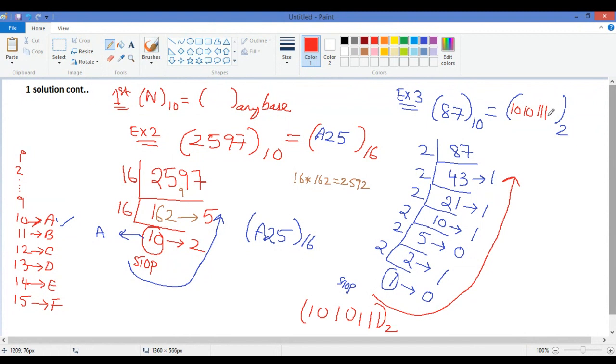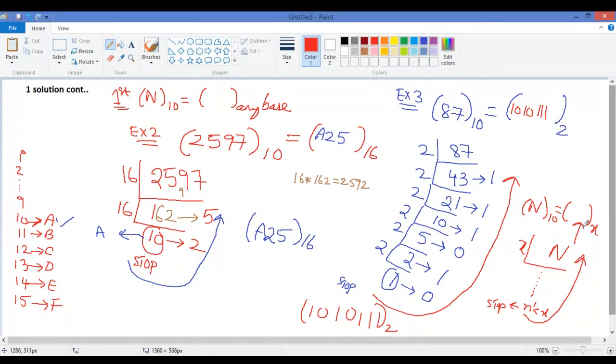So in general, if you have any number in base 10 and you want to convert into any base x, you have to write that number and divide it by x and go on doing this till you get a number n dash which is less than x. Here you should stop. After you stop, take from bottom to top. This will be the equivalent. This will be the answer here. Okay.